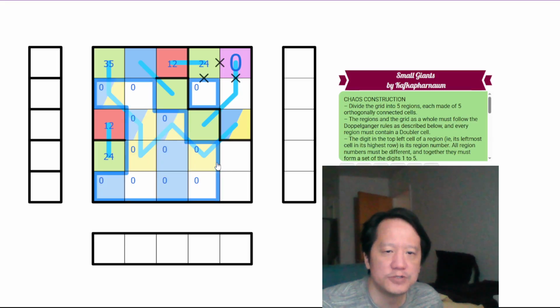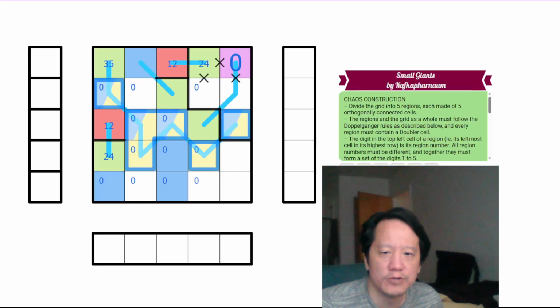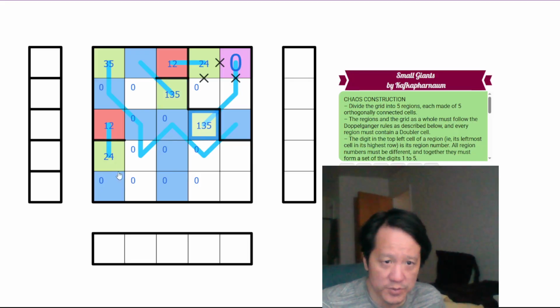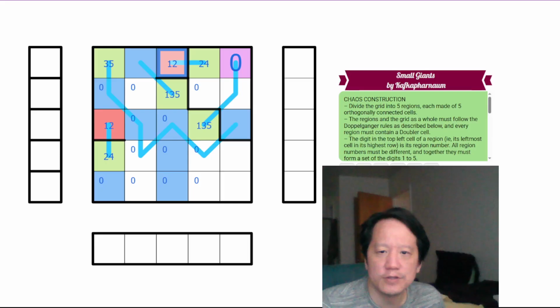Okay, we don't need yellows anymore because yellows are the non-region numbers. Now we have doublers. These have to be 1, 3, and 5. Oops, not 1, 6, 8. 1, 3, 5. Because we have a 2, 4 already accounted for. There's no boundary between those two. This is a boundary.